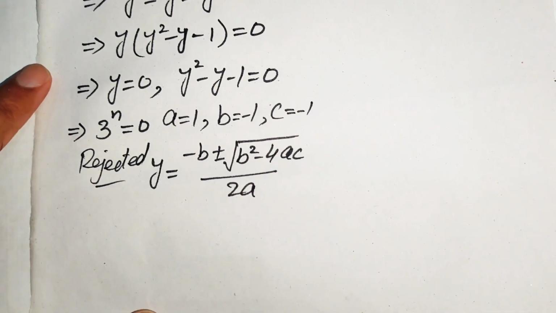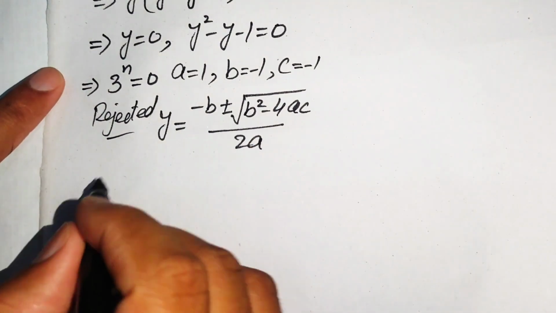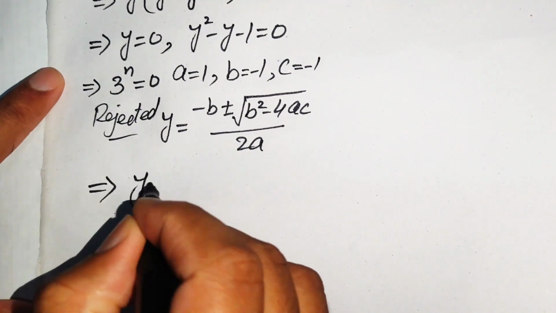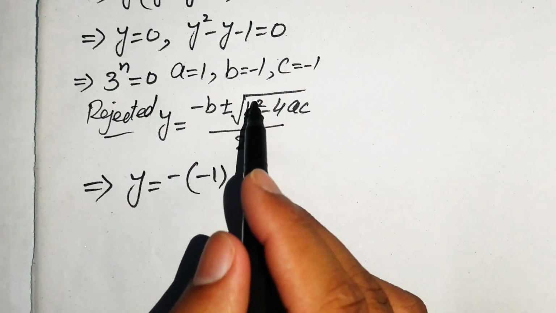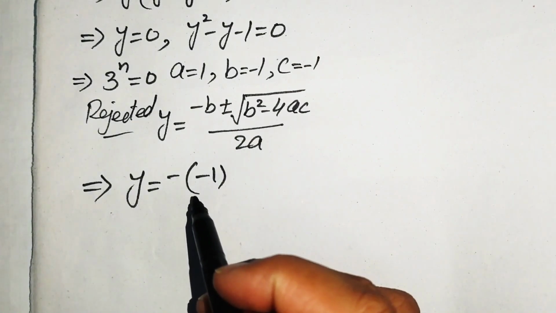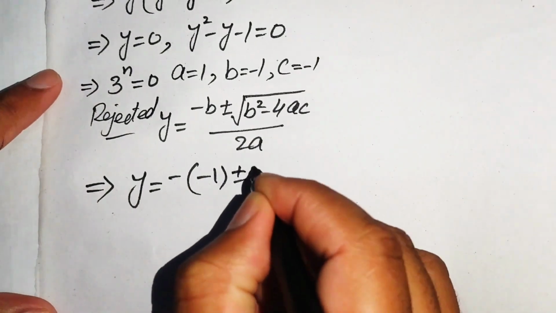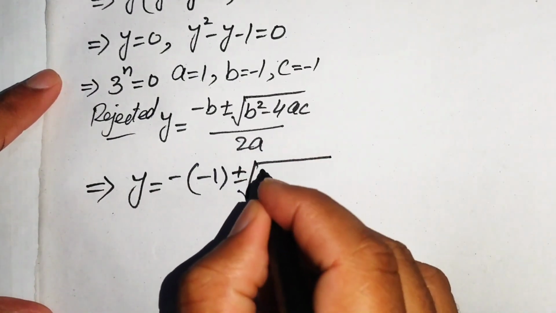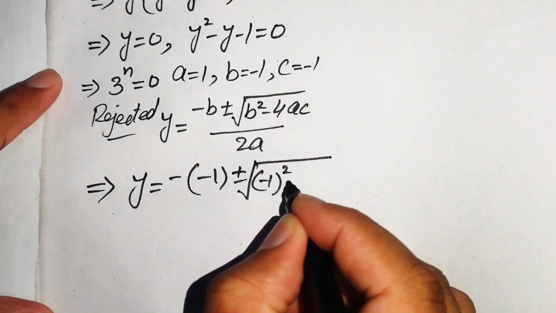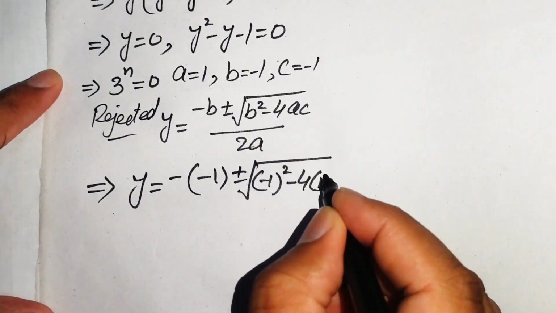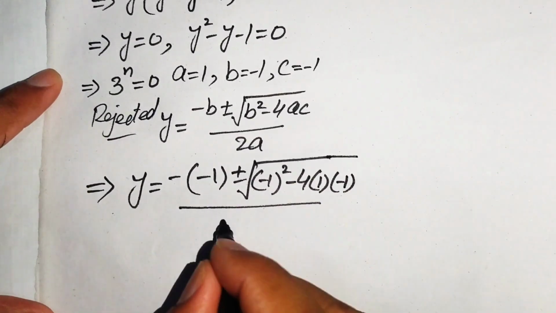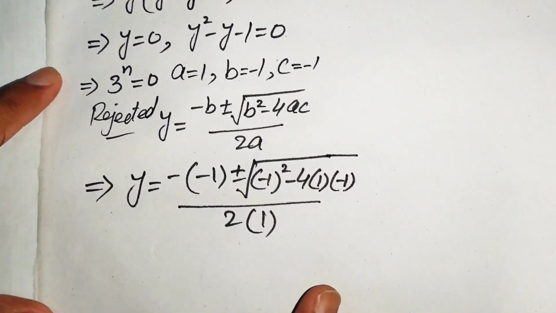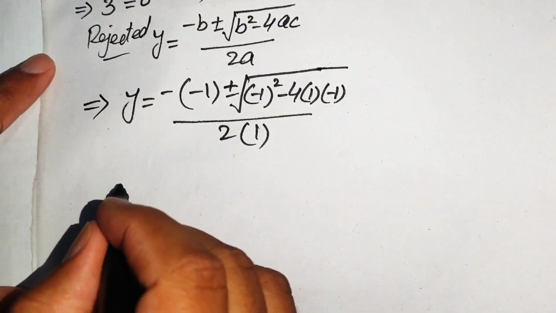So we now substitute the values of a, b and c in this quadratic formula, and it will be written as y equals minus times of minus 1, because the value of b is minus 1. We substitute it here, and it becomes plus minus square root of b square. So our b is minus 1 square, minus 4 times of a is 1, and c is minus 1, and this whole divided by 2 times of a, and our a is 1.